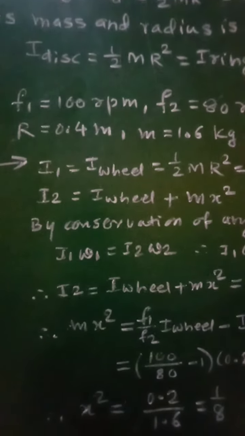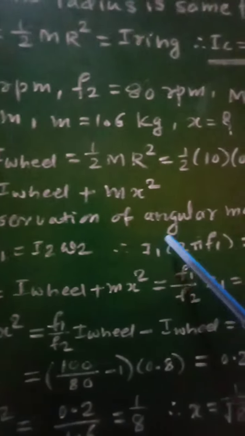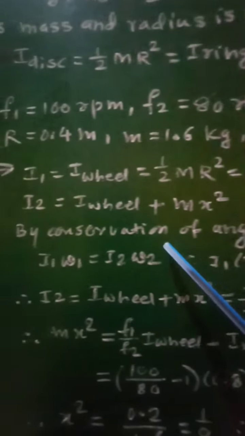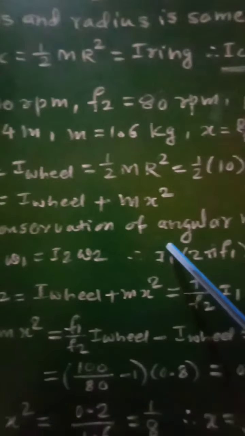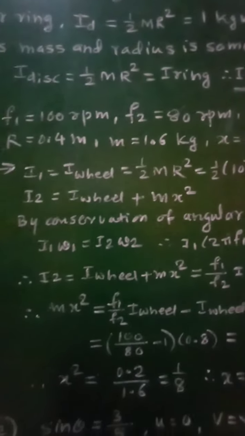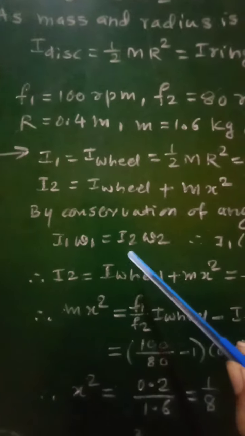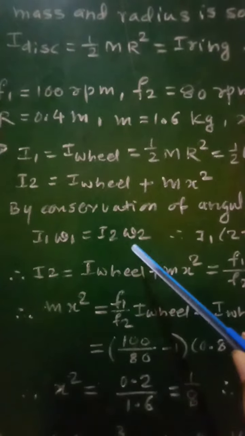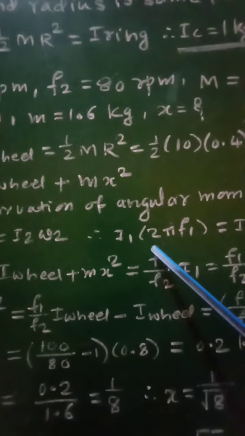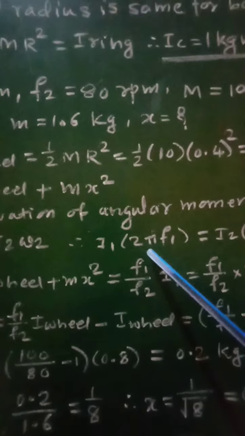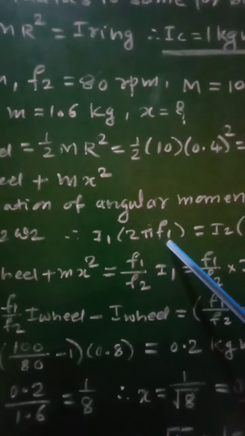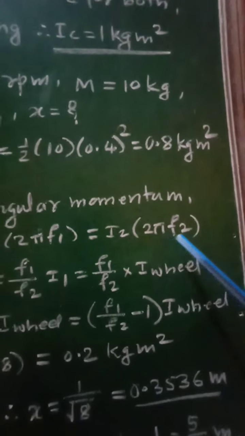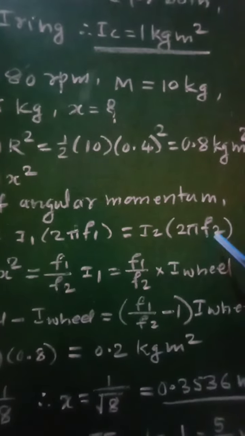And therefore we can write by conservation of angular momentum. Here we will use the law of conservation of angular momentum, and therefore I1 omega 1 equal to I2 omega 2, and therefore I1 into 2 pi f1, since omega 1 is 2 pi f1, will be equal to I2 into 2 pi f2.